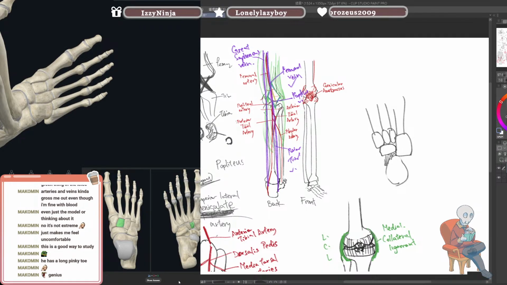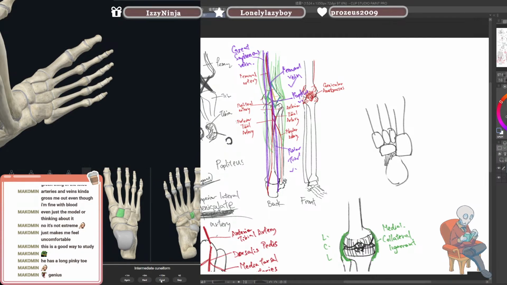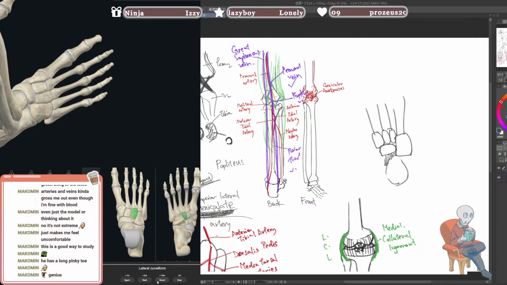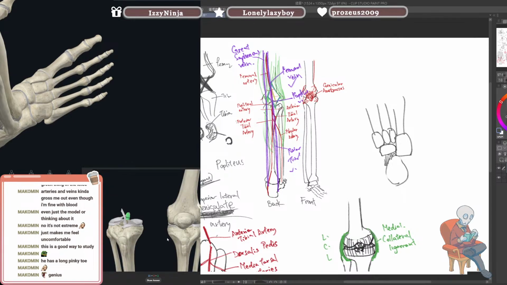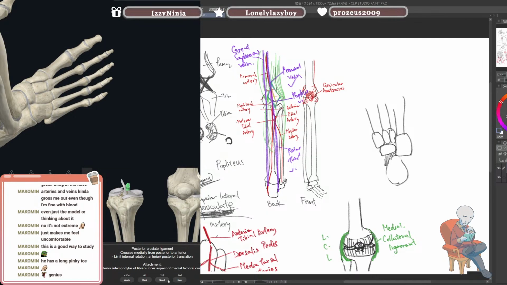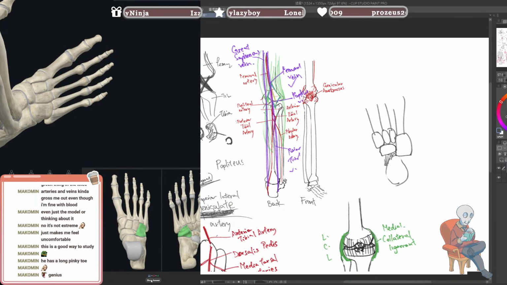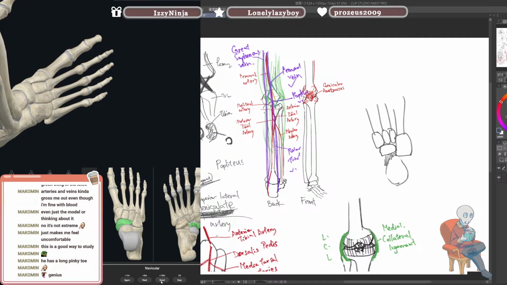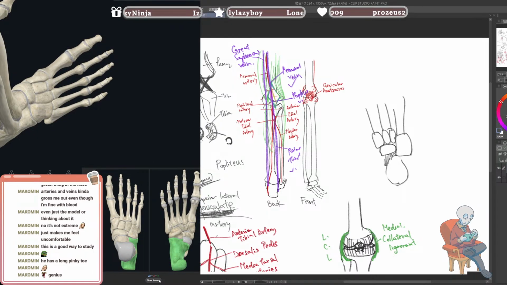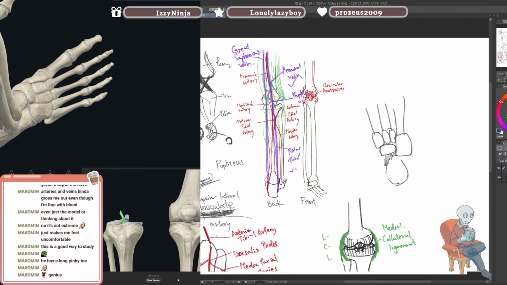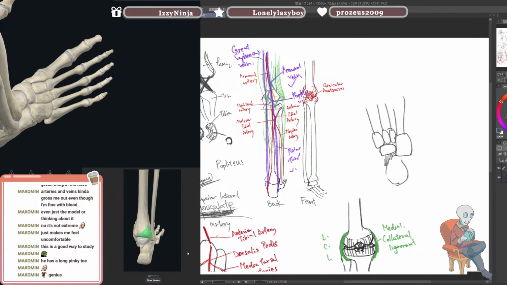I forgot if they called the middle one middle cuneiform or intermediate cuneiform. Intermediate. Yeah, sure. And the lateral cuneiform. And the posterior cruciate ligament. Cuboid bone, navicular bone, calcaneus bone, talus, anterior cruciate ligament, and what is this?